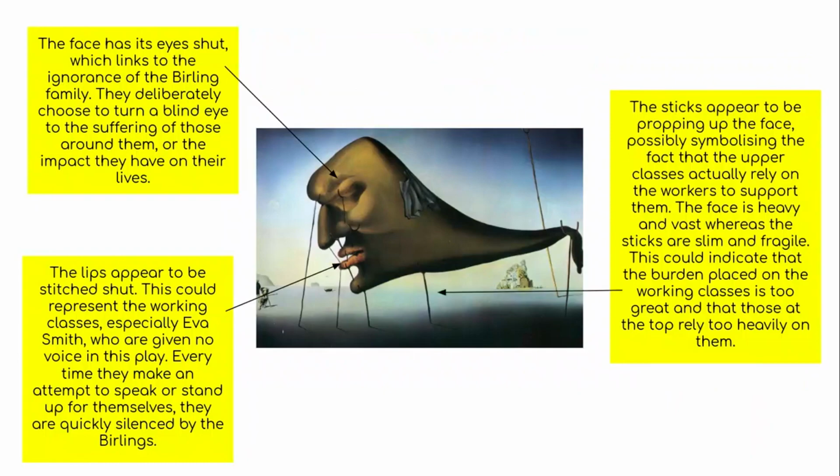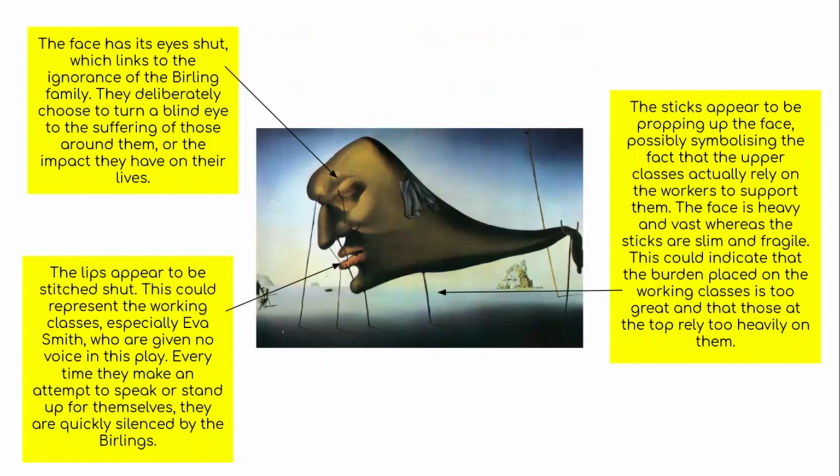Finally, I noticed that the sticks all appear to be propping up the face, and this could symbolize to me that the upper classes actually rely on the workers to support them. It's no secret that most societies rely on the majority of people who are the ones who do all the work. If you think about factories that actually create and build things, nothing would be done if not for the men and women in these factories actually building them. Of course, it's the small minority who own these things that actually get all the money. But it reminds us that they need them.